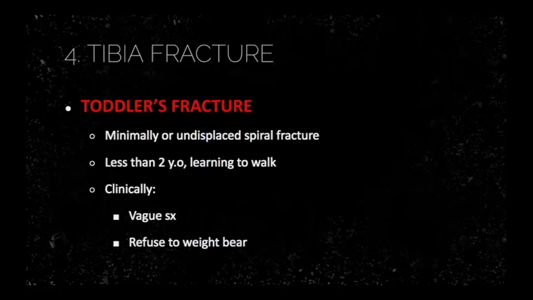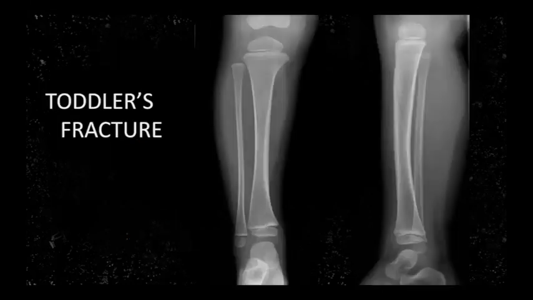Right, so the fourth one is the tibia fracture. There's a condition called toddler's fracture, which is a minimally displaced or undisplaced spiral fracture of the tibia. It usually occurs in a kid less than 2 years old. Typical history is the kid has just started learning to walk, and clinically the patient might present with very vague symptoms and probably just refuse to weight bear. All right, so it's very, very subtle.